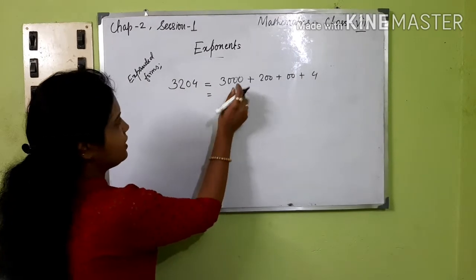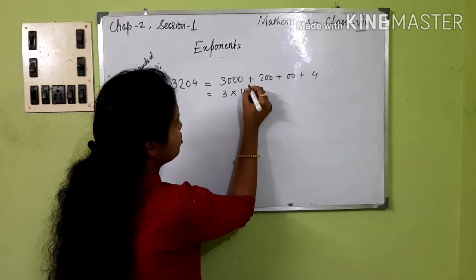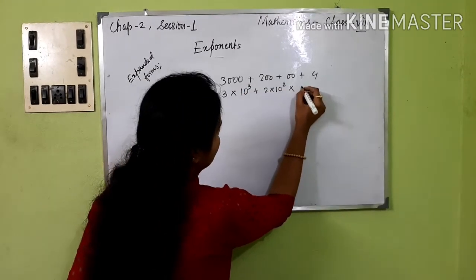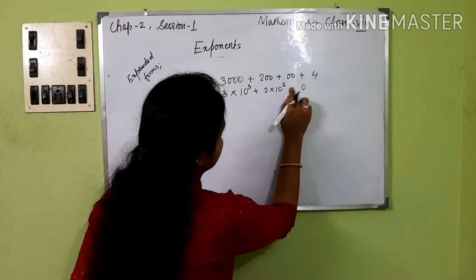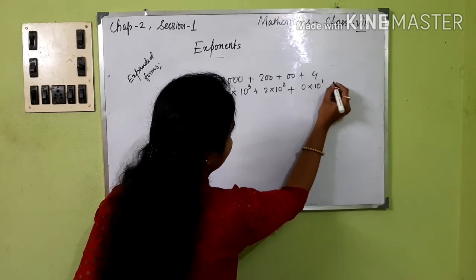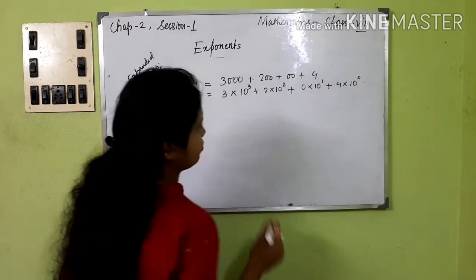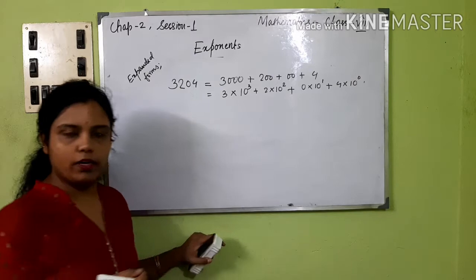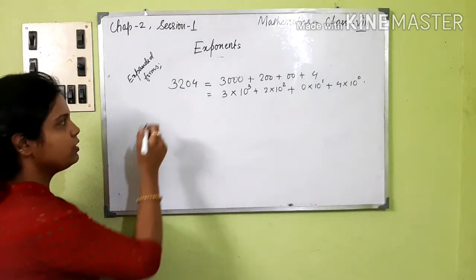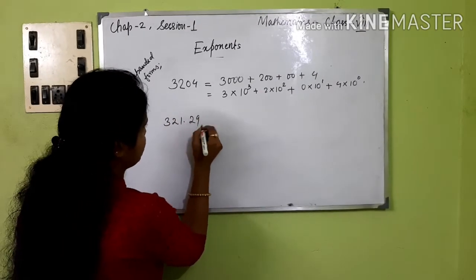So if you are writing this in the power form, that means 3 into 10 to the power 3 plus 2 into 10 to the power 2, sorry, this should be plus 0 into 10 to the power 1 plus 4 into 10 to the power 0, because 10 to the power 0 is 1. So we are going to write the expanded form in this way. Okay, so let's take for a decimal number 321.29 suppose.